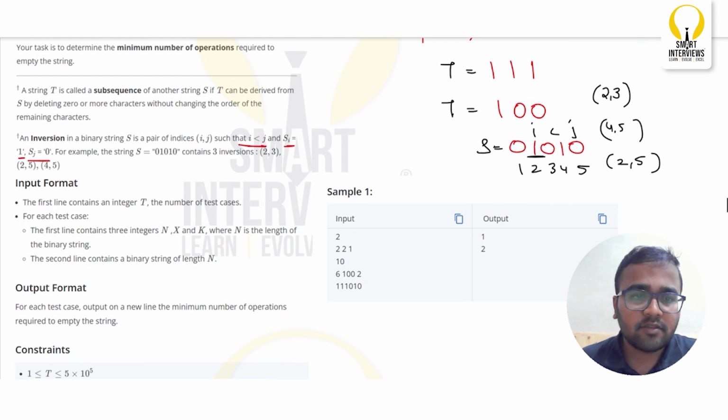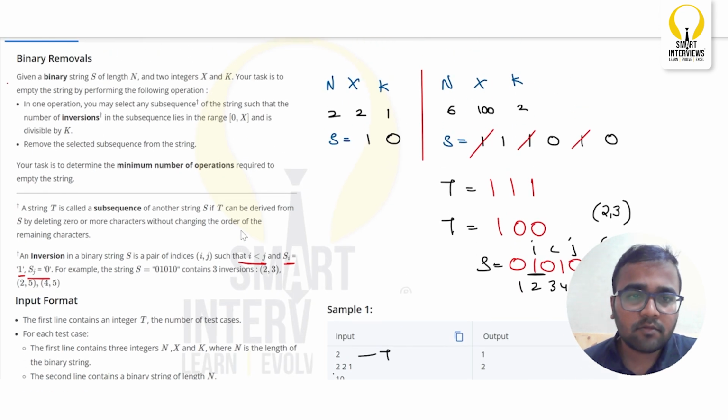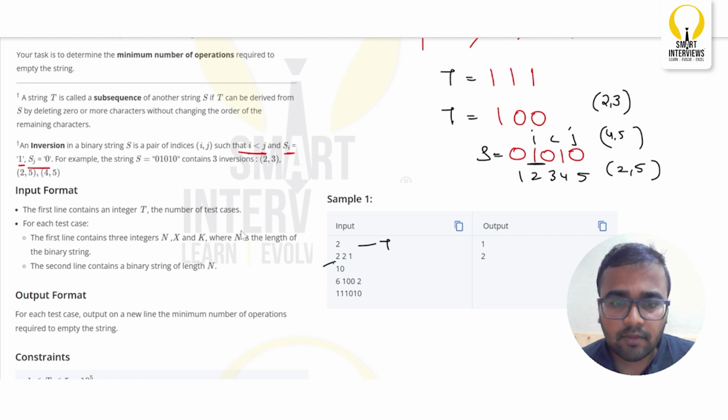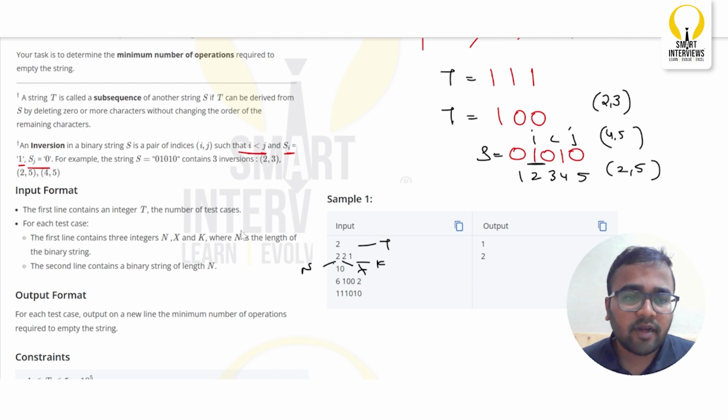The first line contains an integer t, the number of test cases. For each test case, you are going to have three integers: n, x and k. n is the length of the string, and x we have seen where it is going to be useful. K, we'll understand more about this in future. So this is n, this is x and this is k. And the second line is going to contain the binary string.